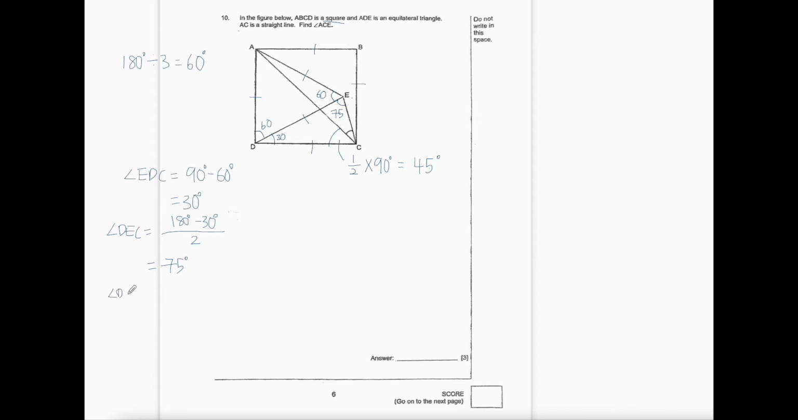Angle DCE is actually also 75 degrees because it's the base of an isosceles triangle, right? So how to find ACE? I'll just take 75 degrees minus 45 degrees, which is 30 degrees. That's it. I got my answer. If you don't understand, just watch again. If not, then move on.